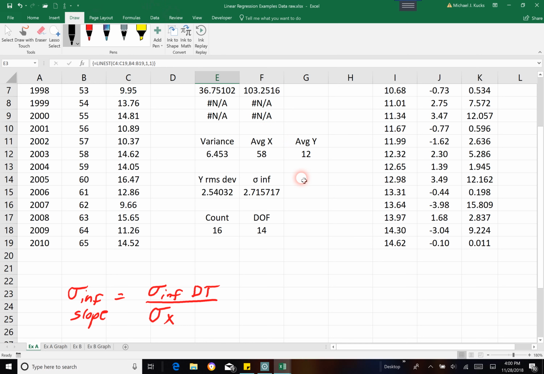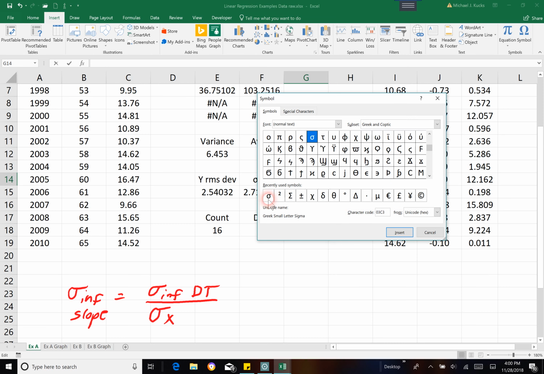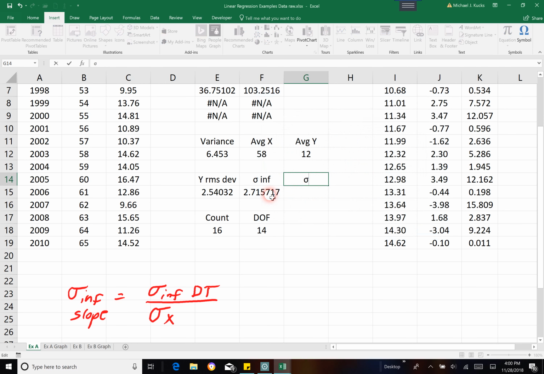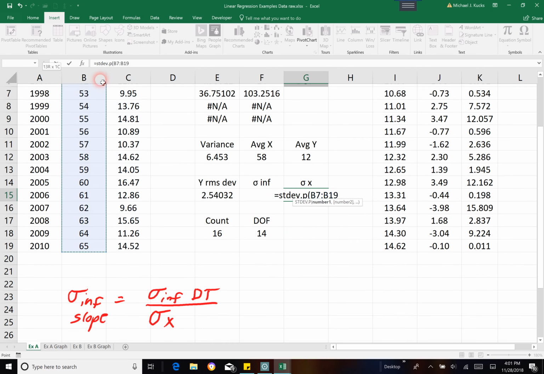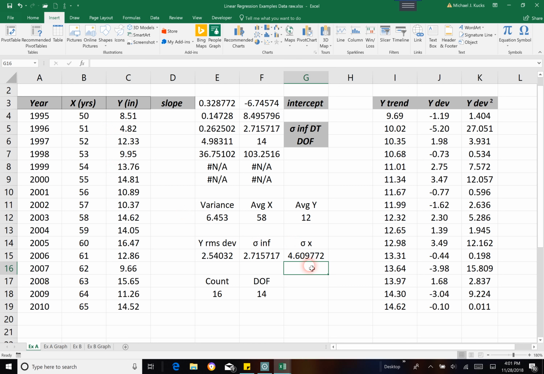Okay, let's just do this. So let's get the standard deviation of the x values equals stdev.p of this column of x values. So there's my standard deviation of my x values.